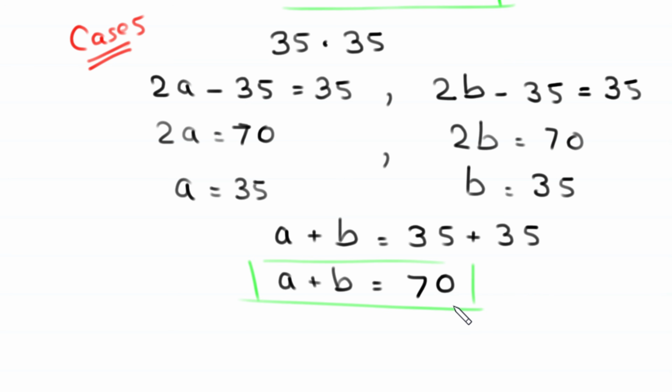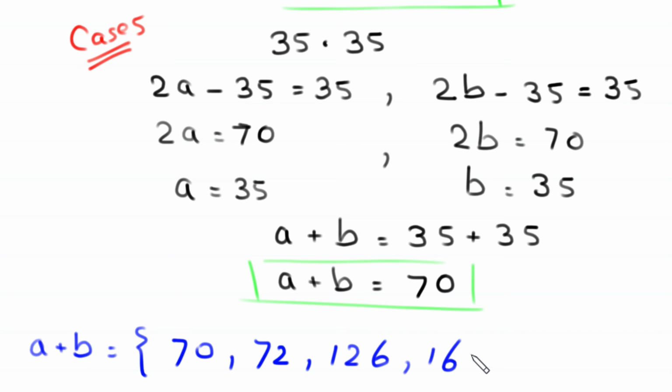So the final set of solutions of a plus b will be equal to 70, 72, 126, 160, and 648. This is the final answer of this problem.